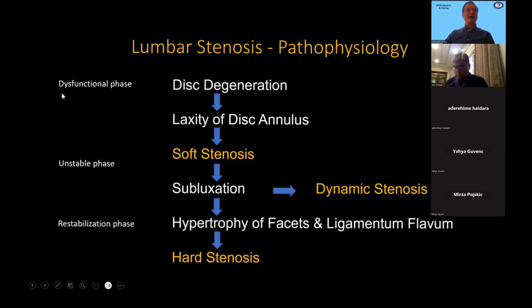So at the end of the dysfunctional phase, there is a soft stenosis coming mostly from the disc itself, then a subluxation and a dynamic stenosis during the unstable phase, and after a hypertrophy of facets and ligamentum flavum, the hard stenosis phase happens at the restabilization phase.